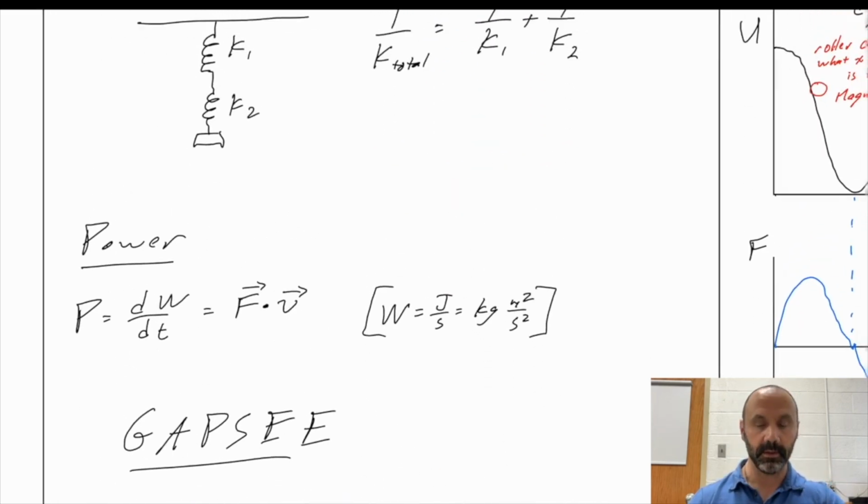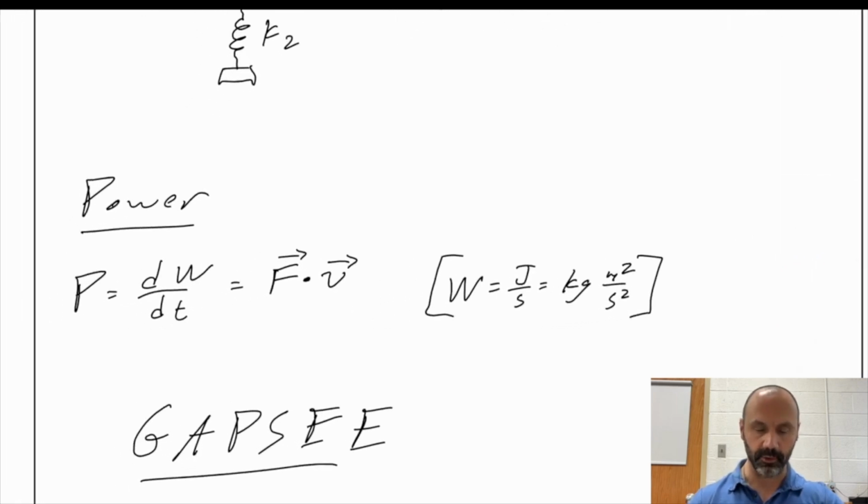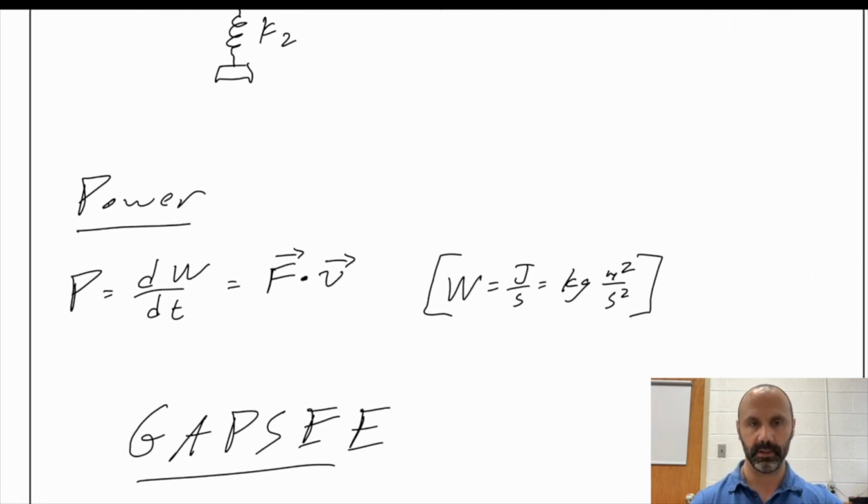Power. Power is the rate at which work is done. It's the rate of energy, so it's dW dt. Another way of getting power, and this is an equation that sometimes students forget, the instantaneous power can be found as the dot product of the force and the velocity. So F dot V will give you P, power. Since it's the derivative of work, and since it's the dot product of force and velocity, it is a scalar, not a vector. The units are watts.